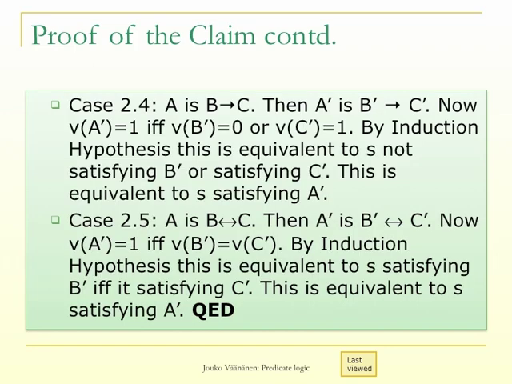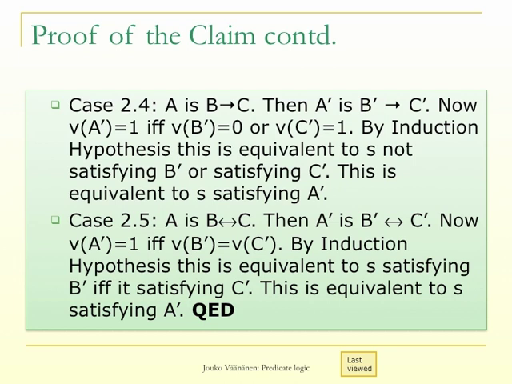Case 2.4. A is implication, B implies C. Then A prime is B prime implies C prime. Now V(A prime) is 1 if and only if V(B prime) is 0 or V(C prime) is 1. By induction hypothesis, this is equivalent to S not satisfying B prime or satisfying C prime. And this is equivalent to S satisfying A prime.